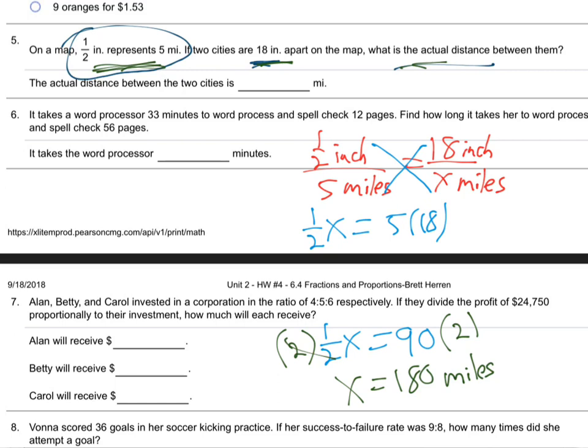Alan, Betty, and Carol invest in the corporation in the ratio 4, 5, 6 respectively. They divide the profit of 24,750 proportionally, meaning according to that ratio, to their investment. How much will each receive? So give that a try, rather than me just whipping it out real quick.